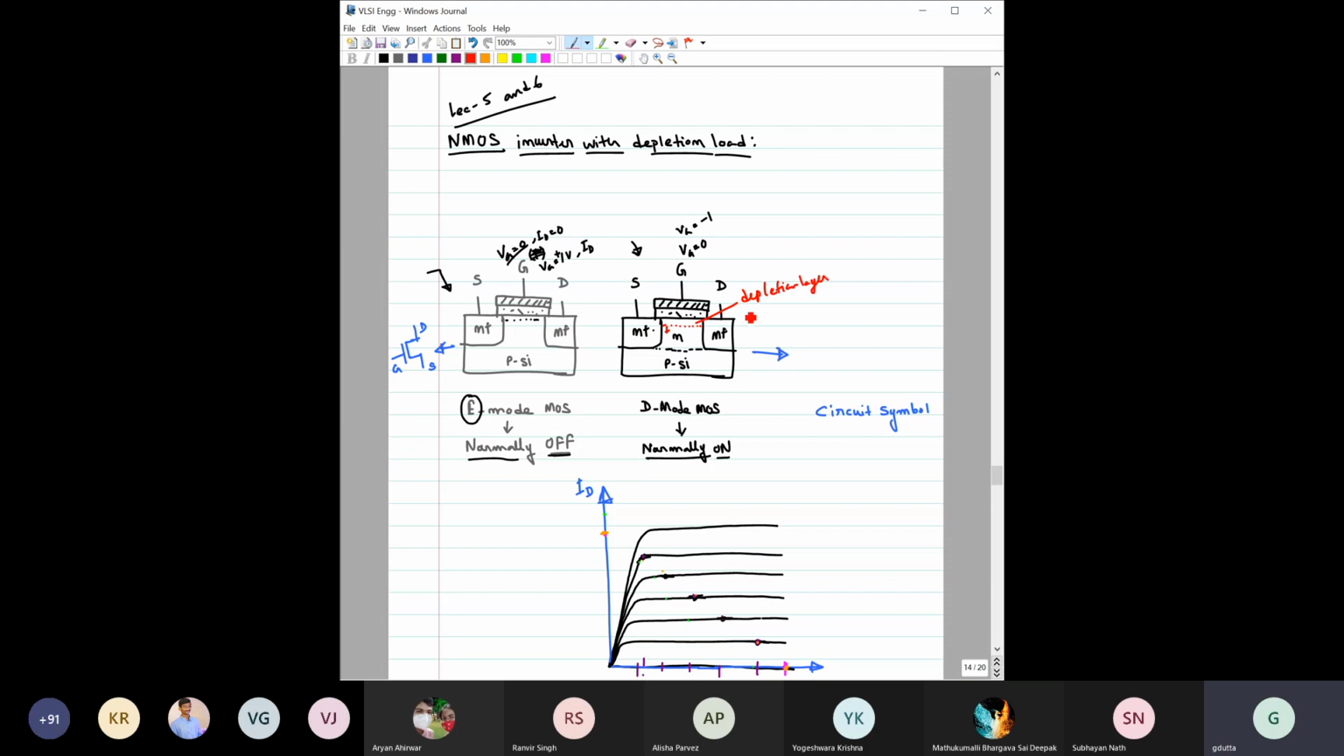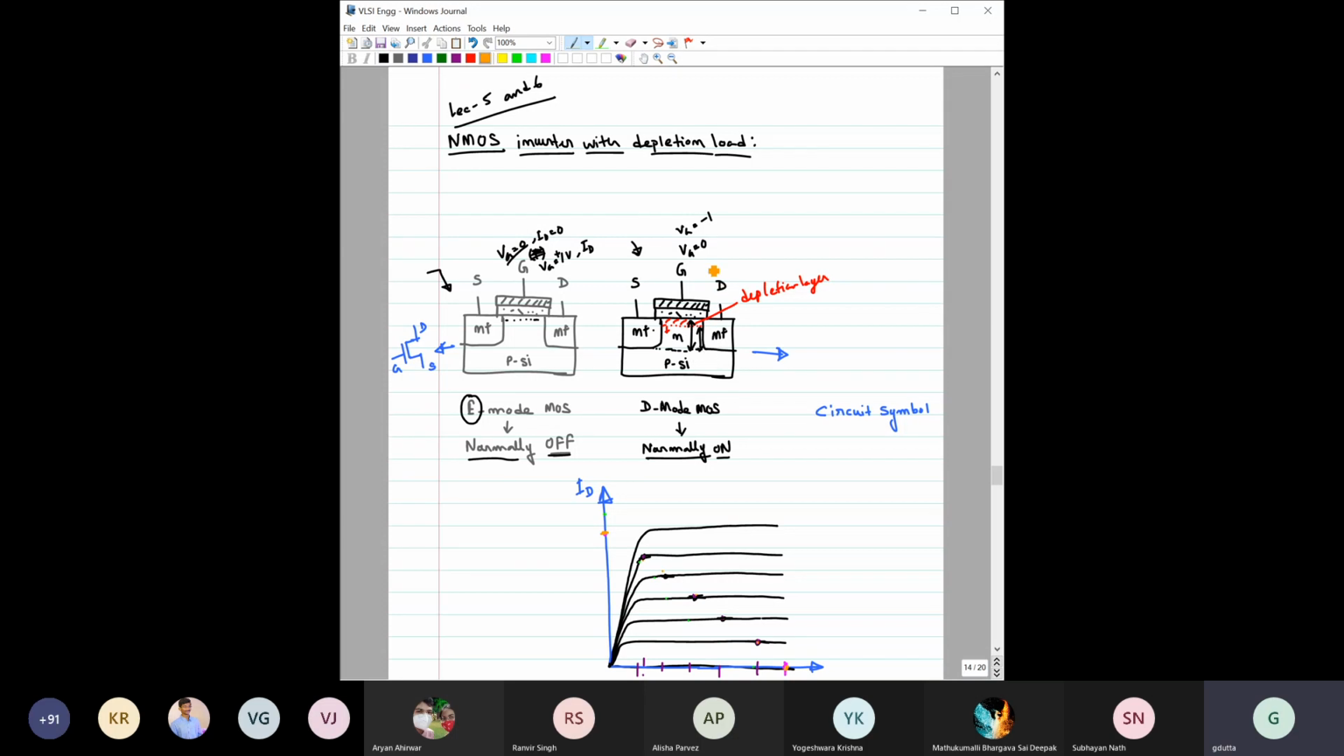So the depletion layer means this region does not have any electron or hole, no carriers, right? So this region cannot participate in current conduction. But remember, earlier you had the total region which can conduct current, right? Now you have reduced the channel thickness, so obviously the current will decrease, right?